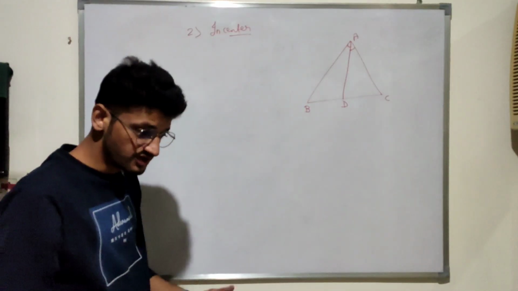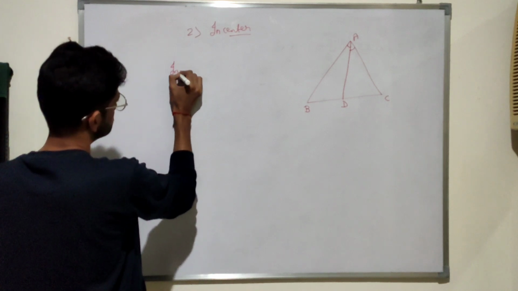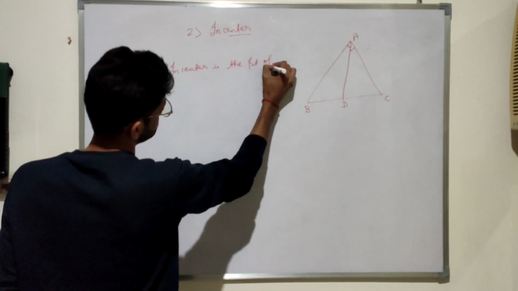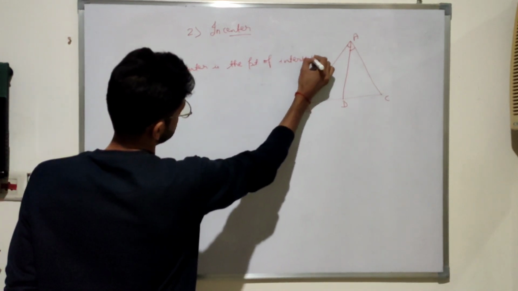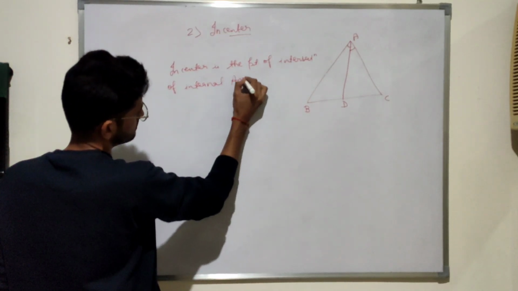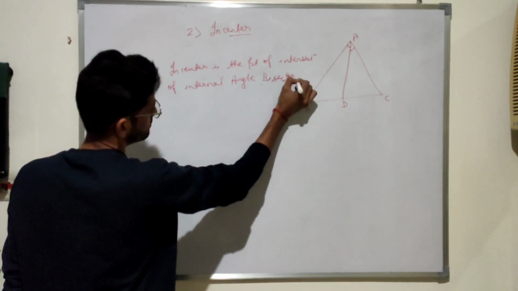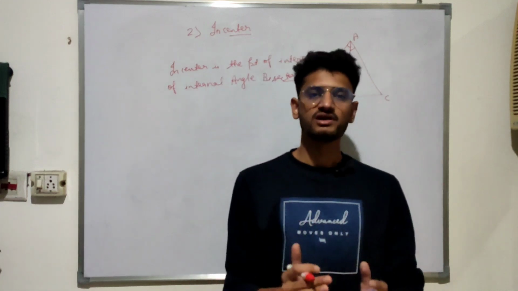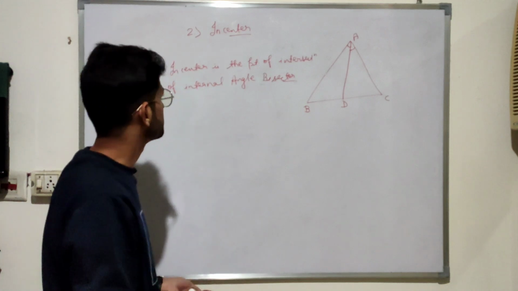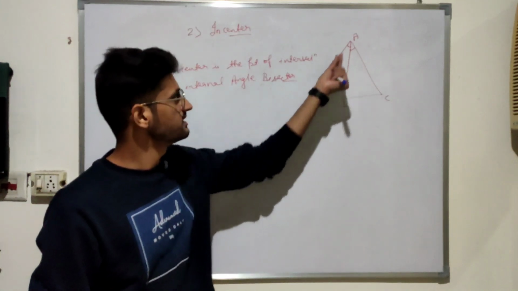So if we need to write the definition of the incenter, how will we do this? We will write: the incenter is the point of intersection of internal angle bisectors. The definition of these important points must be very clear. Then only can we write their results. We will derive their results very easily. So the incenter is the point of intersection of internal angle bisectors. AD is the internal angle bisector of angle BAC.